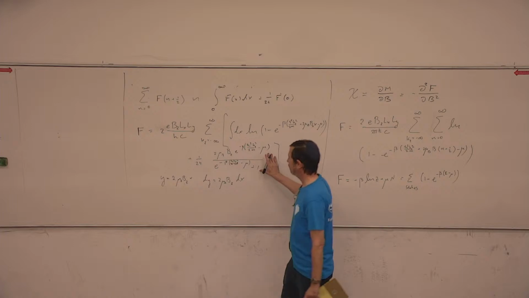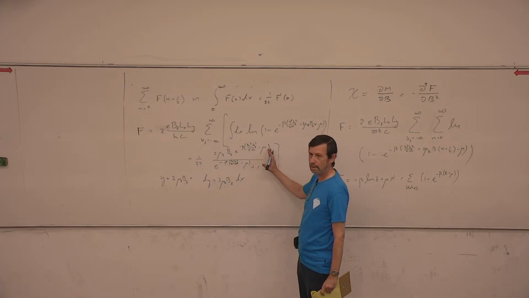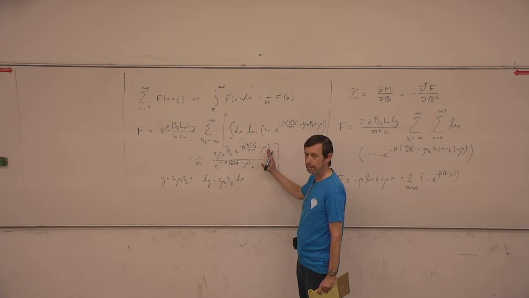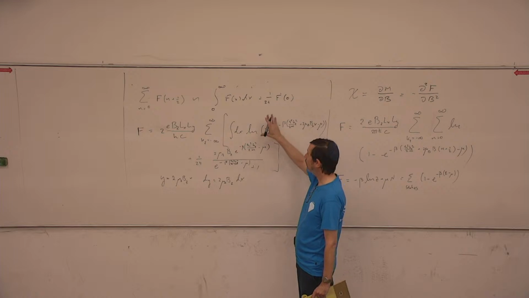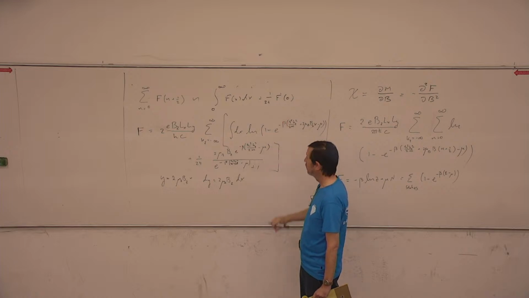So, let's stop a minute to look at what's going on here. Is this term relevant? No, because the second derivative vanishes. The second derivative of b kills it. So we are left only with this term.